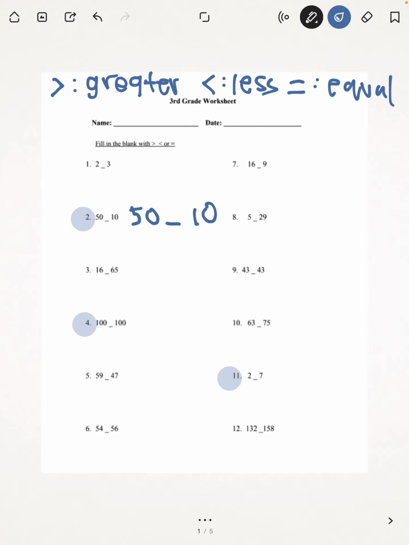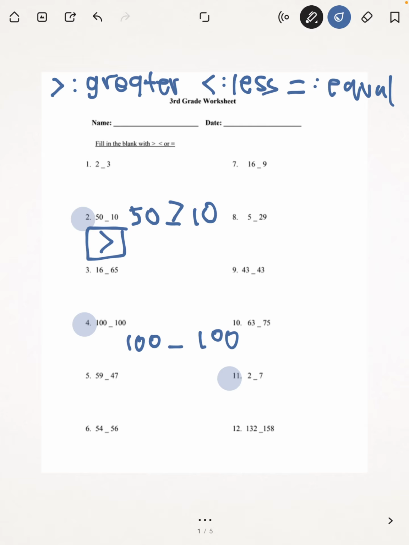So we're first going to start off with number 2, 50 blank 10. So we have to find what is in between right here. And the way you think about it is you think, is 50 bigger than 10? Is it smaller than 10? Or is it the same number equal to 10? And 50 is obviously greater than 10. So 50 is a greater number than 10, so our answer is going to be a greater than sign.